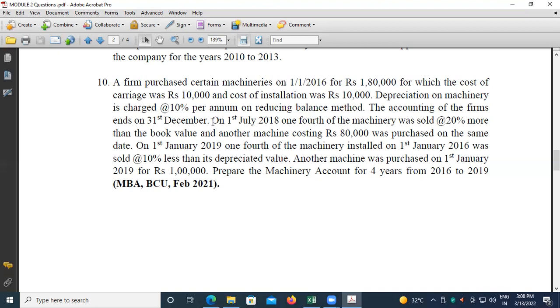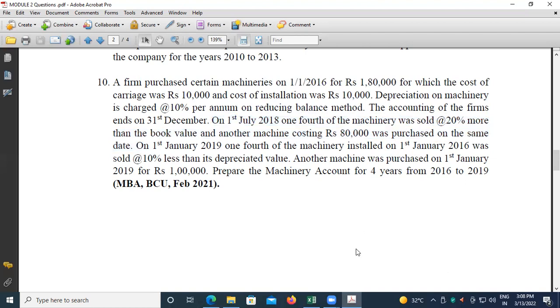Next, what they have given: on 1st July 2018, 1/4 of the machinery was sold at 20% more than the book value. So what happened on 1st of July 2018: we sold 1/4 of the machinery, which was purchased during the year, at 20% more than the book value. And another machine costing 80,000 was purchased on the same date. Very important. Let us remember this here.